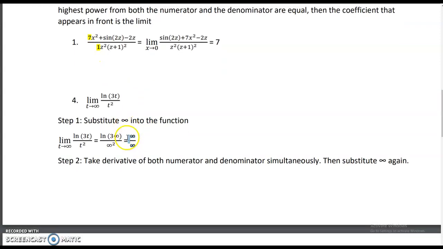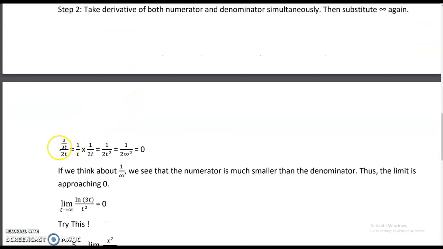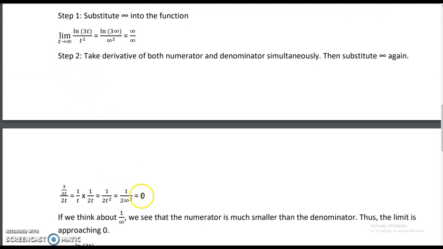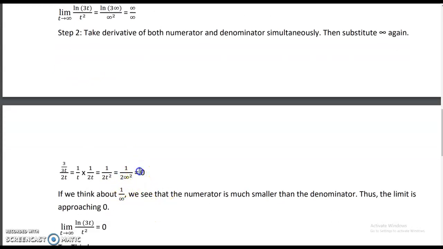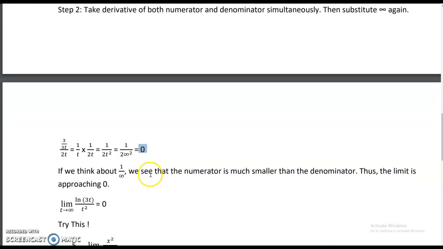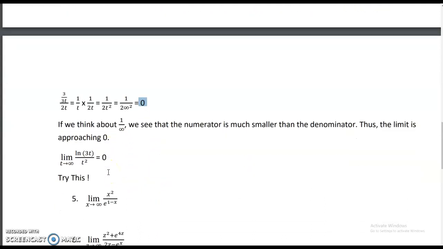Because you have to use L'Hopital's rule, I'm going to take the derivative of both the bottom and top. As you take the derivative of the top and the bottom, you get 1 over t times 1 over 2t, which equals 1 over 2t squared, which is 1 over 2 times infinity squared, because you plugged in infinity since the limit approaches infinity. And 1 over an infinitely growing number approaches 0, so you get the answer of 0. That's your answer, 0.